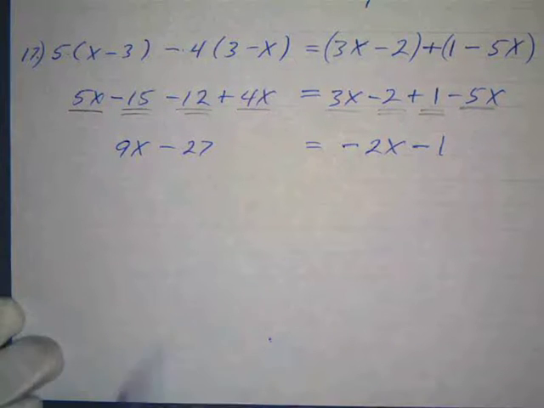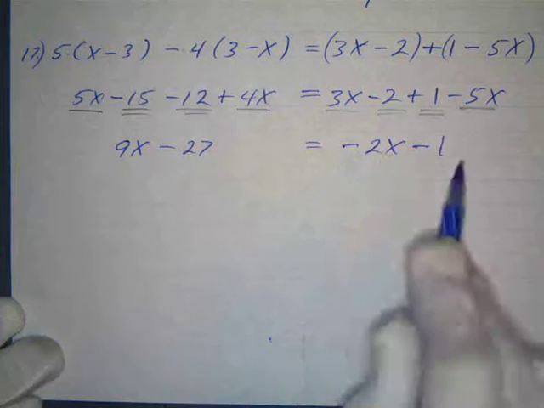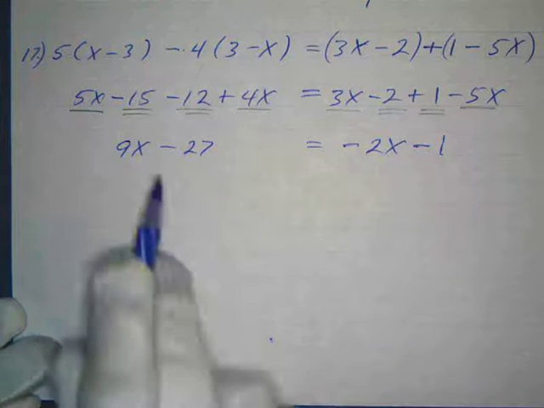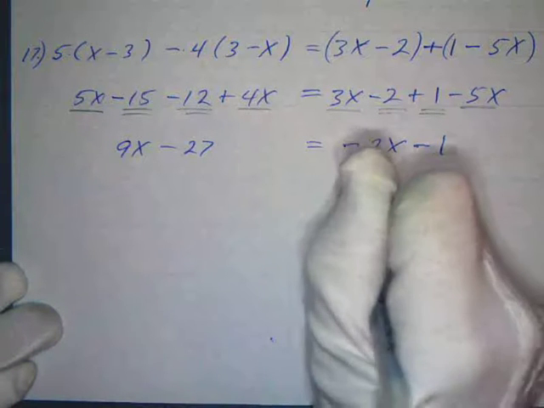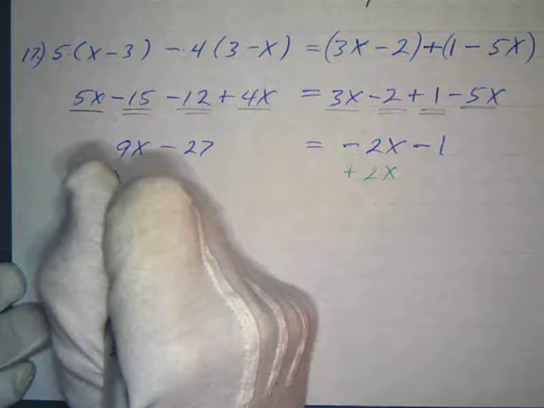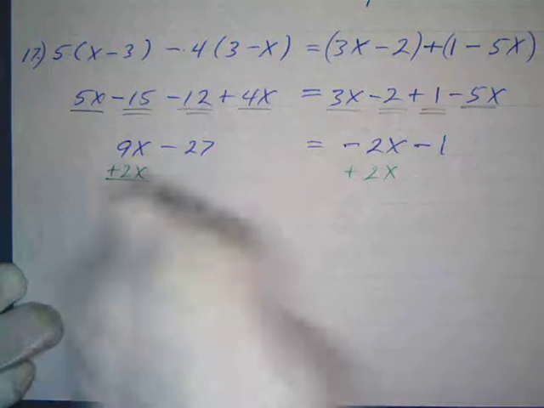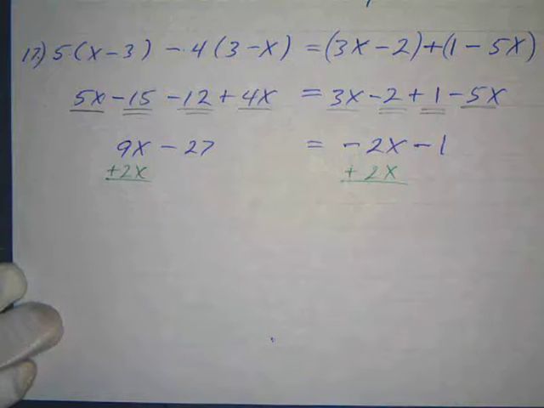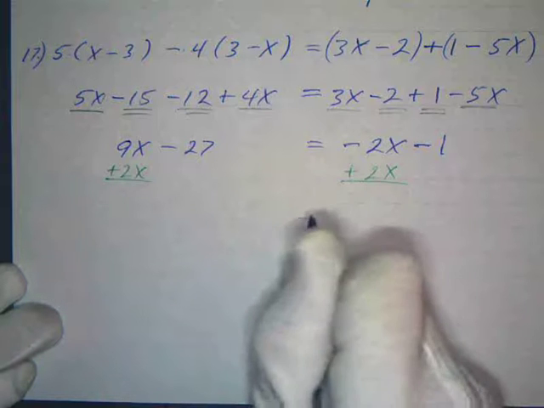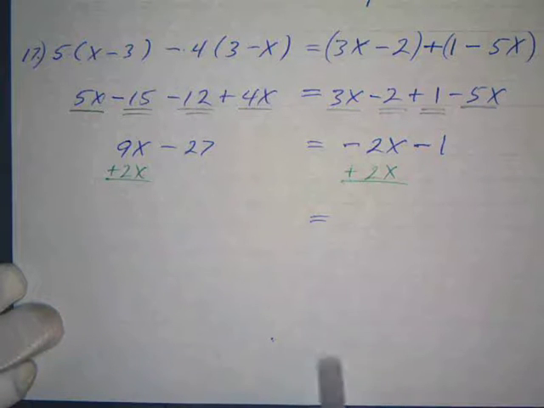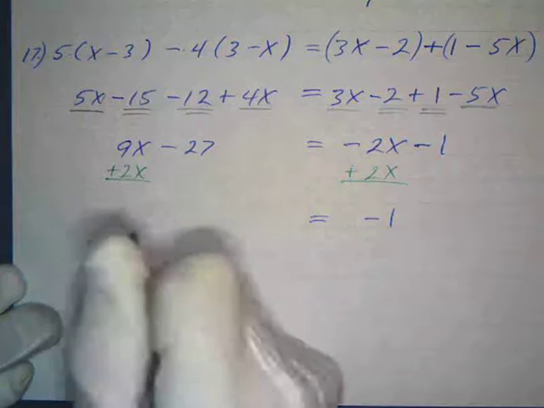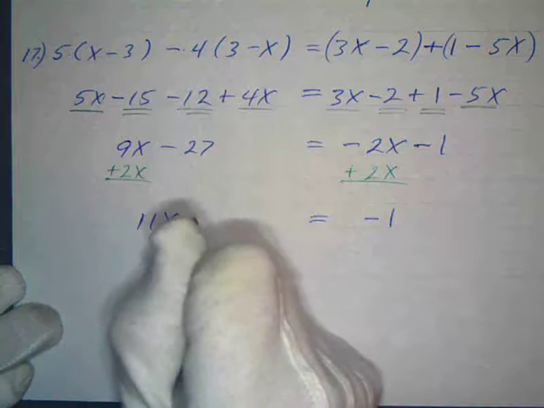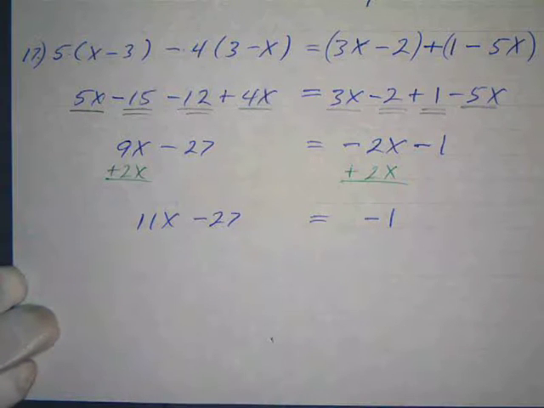And now I've got my basic three-step equation. Variable number, variable number. So I try to get all my variables where they're more positive, so I'll add, because I've got more positive x's on the left, so I'll add 2x to both sides. And this is going to equal negative 2x and positive 2x is just 0, so I just have negative 1 left on the right. And 9x plus 2x is 11x, so I've got 11x minus 27 on the left.